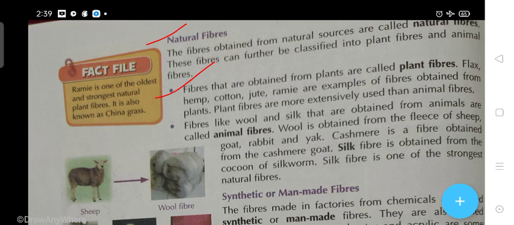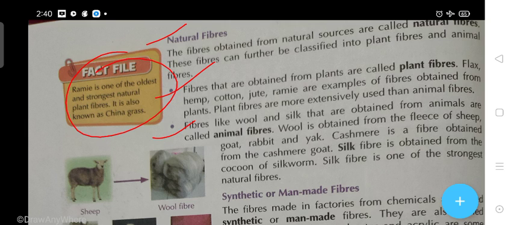Now, fibers like wool and silk that are obtained from animals are called animal fibers. Wool is obtained from the fleece of sheep, goat, rabbit and yak, and cashmere is a fiber obtained from the Kashmir goat. Silk fiber is obtained from the cocoon of the silkworm, and silk is one of the strongest natural fibers. So students, here we discussed plant as well as animal fibers. Plant fibers include hemp, cotton, jute, ramie, and animal fibers include silk and wool. Silk we obtain from the silkworm, silk moth, and wool we obtain from the angora rabbit, goat, sheep, etc.